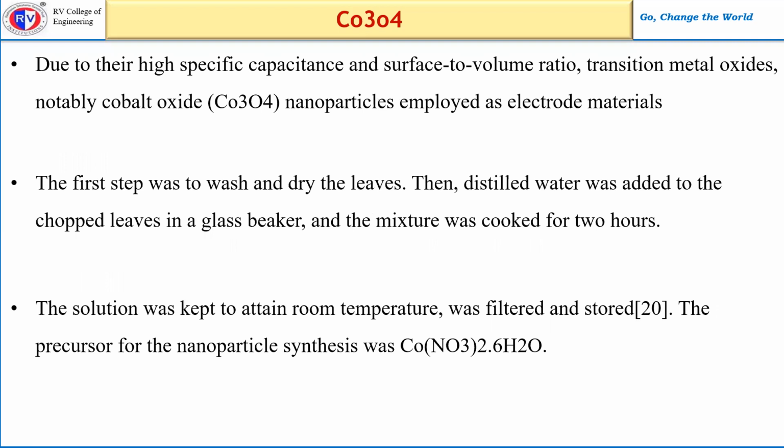Coming to Co3O4, due to their high specific capacitance and surface to volume ratio, transition metal oxides, notably cobalt oxide nanoparticles, are employed as electrode materials. The first step was to wash and dry the leaves. Then distilled water was added to the chopped leaves in a glass beaker, and the mixture was cooked for 2 hours. Then the solution was kept to attain room temperature, filtered and stored. The precursor for the nanoparticle synthesis was Co(NO3)2·6H2O.